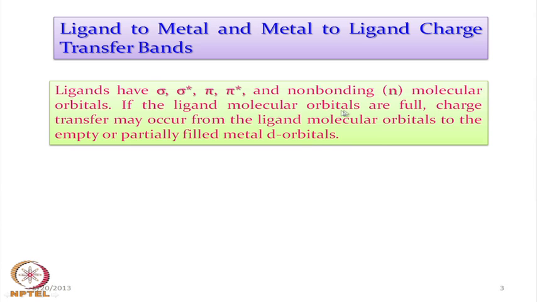If the ligand molecular orbitals are all full, that means we consider the sigma, pi and n, such as what we have just seen in the case of the azide anion. Azide is also a very useful and very good ligand which can bind in a monodentate fashion to the metal ion. It can bridge 2 metal centers, it can bridge 3 metal centers, or sometimes it can bridge 4 metal ions.